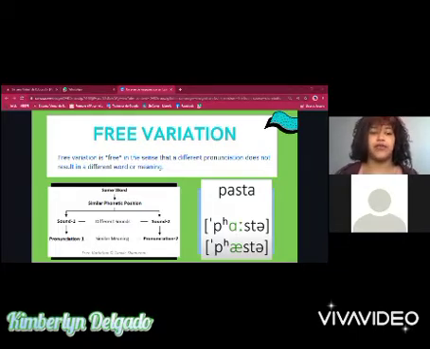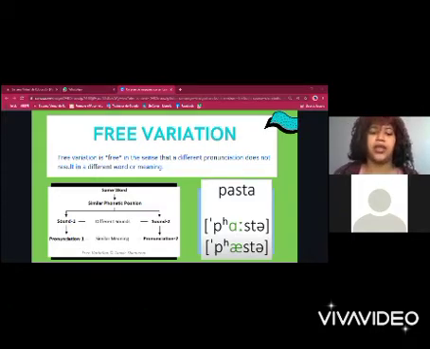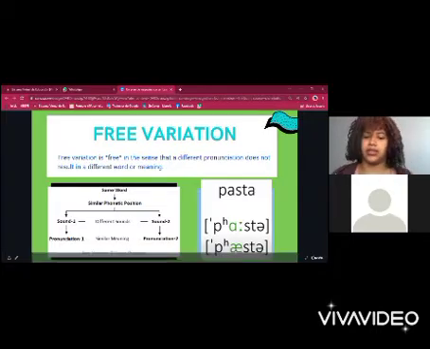Variation. In phonetics and phonology, variation is an alternative pronunciation of a word or of a phoneme in a word that doesn't affect the word's meaning. Variation is free in the sense that a different pronunciation doesn't result in a different word or meaning. This is possible because some allophones and phonemes are interchangeable and can be substituted for each other, or are said to have overlapping distribution. For example, pasta and pasta. There is simply a slight change in pronunciation. The meaning remains the same.